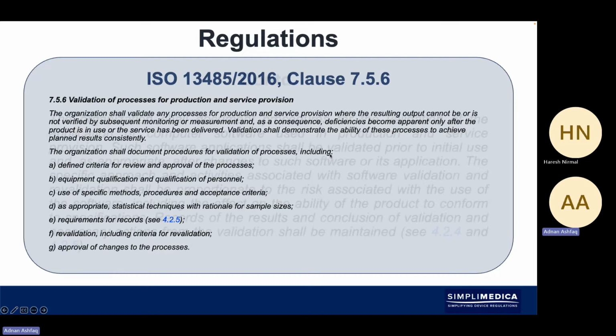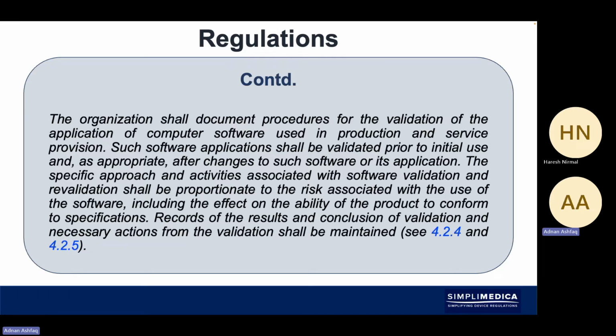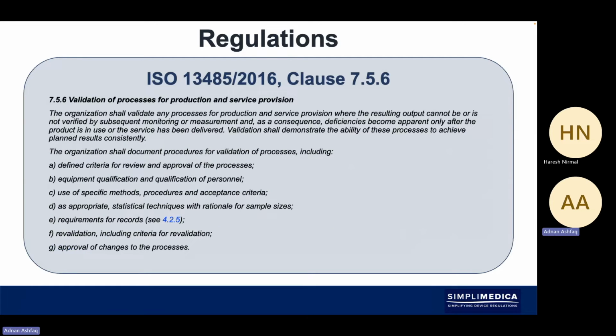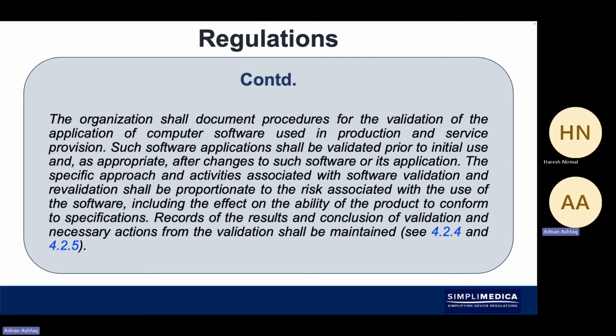But it's the next slide, which I have continued, which is the second part, just because it was too much text to put onto one slide. I've broken this down into two slides. So it's a continuation from here, 7.5.6, where it talks about these bullet points. The ISO says that the organization shall document procedures for the following, and it mentions criteria, equipment qualification, methods, statistical techniques, records, revalidation and approval for changes, but then also that the organization shall document procedures for the validation of application of computer software used in production and service provision.